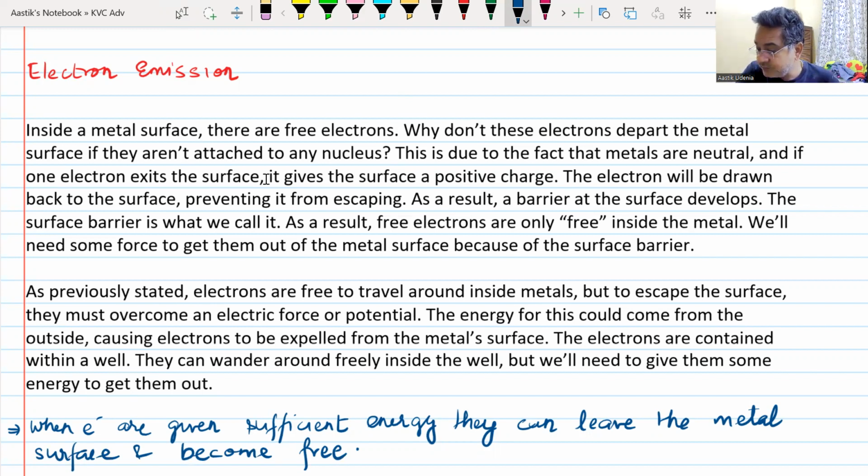Now, if we have to give them energy, we'll have to give them energy in some way. What are the ways in which you can give these electrons energy? Can you think about some ways in which you can give them energy?